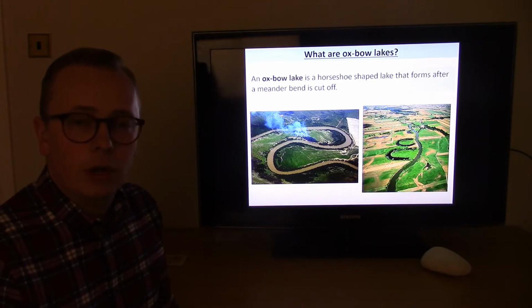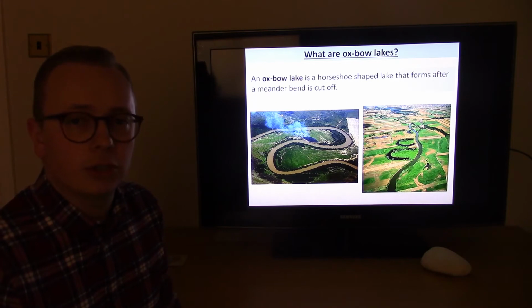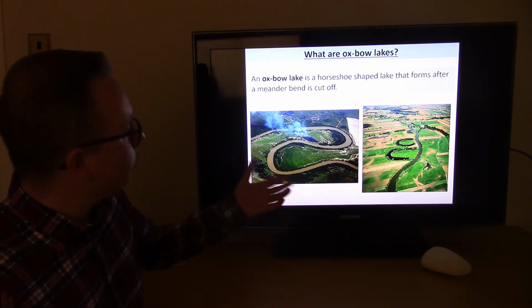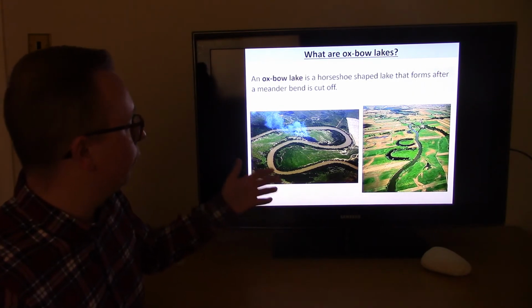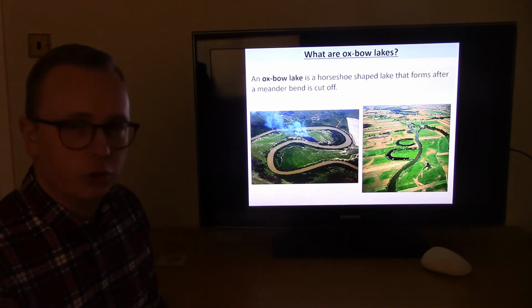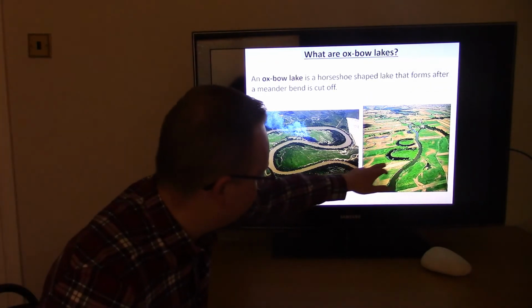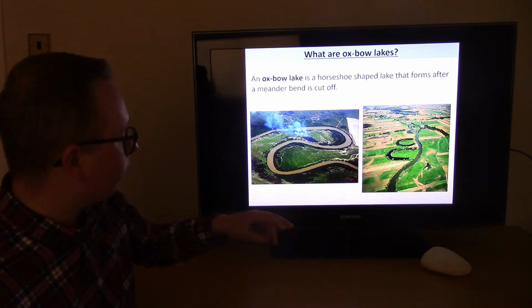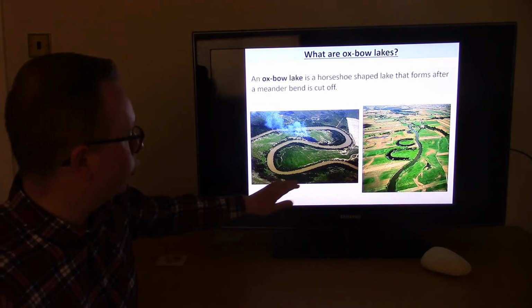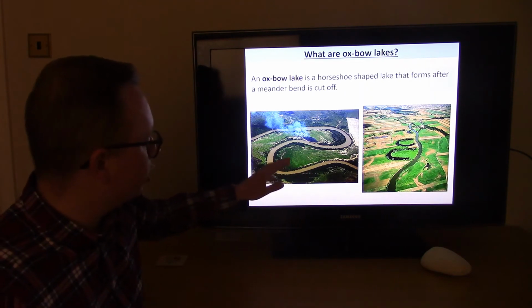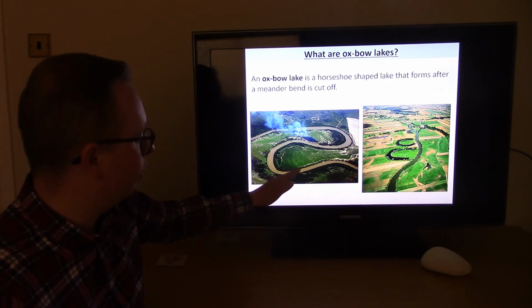So now we'll take a look at oxbow lakes, which are a related feature to meanders. An oxbow lake is a horseshoe-shaped lake that forms after a meander bend is cut off, and we can see examples of these lakes here. And on this image, where we've got two big meander bends, we can see where an oxbow lake is likely to form in the future.